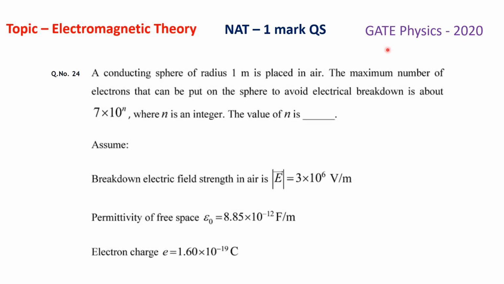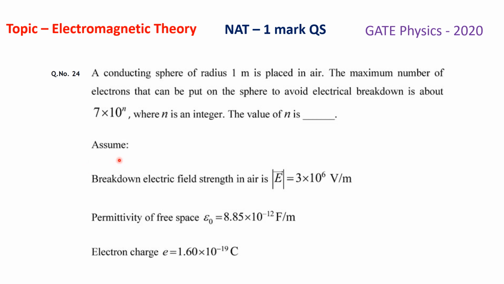This question was asked in the GATE Physics paper 2020. This is a numerical answer type question having 1 mark. The topic of the question is electromagnetic theory. The question is: a conducting sphere of radius 1 meter is placed in air. The maximum number of electrons that can be put on the sphere to avoid electrical breakdown is about 7 times 10 to the power n, where n is an integer. The value of n is, so basically we have to find the value of integer n.